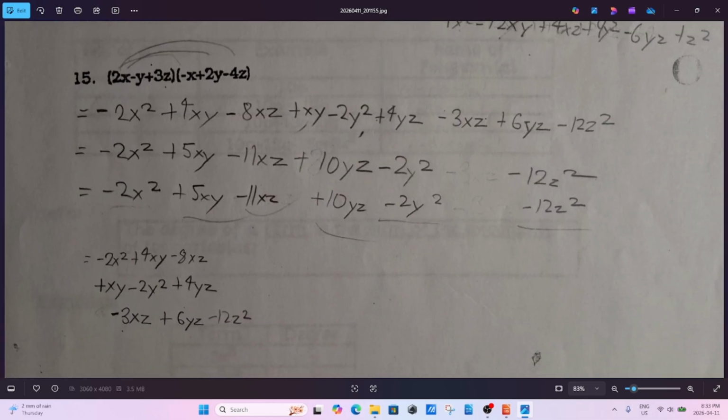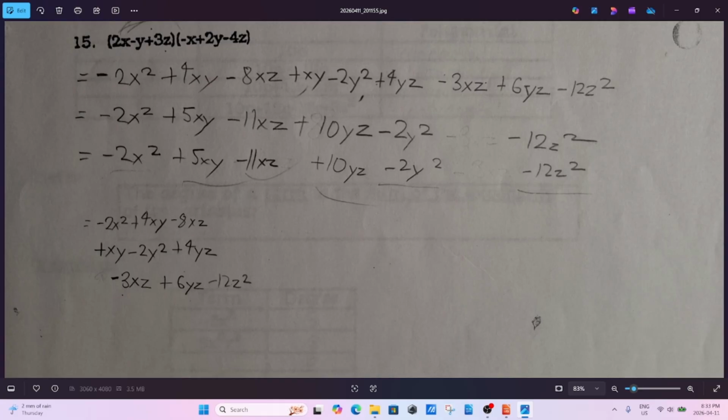Question 15: (2x minus y plus 3z) times (negative x plus 2y minus 4z). You get negative 2x squared plus 4xy minus 8xz plus xy minus 2y squared plus 4yz minus 3xz plus 6yz minus 12z squared, and we're just distributing the 2x times negative x plus 2y minus 4z, and then the negative y times negative x plus 2y minus 4z, and then you have the 3z times negative x plus 2y minus 4z.